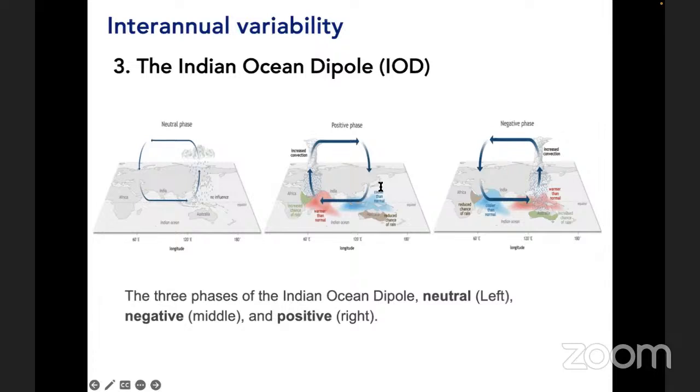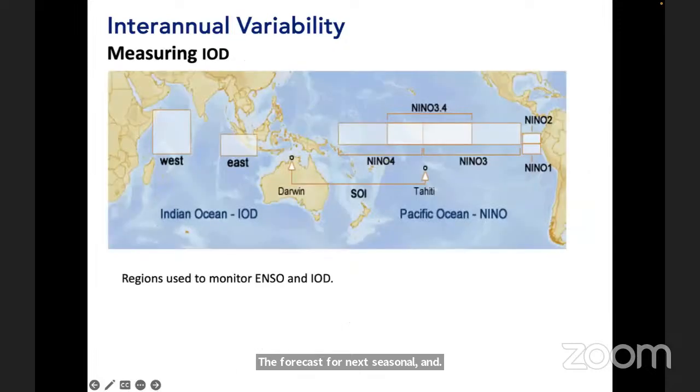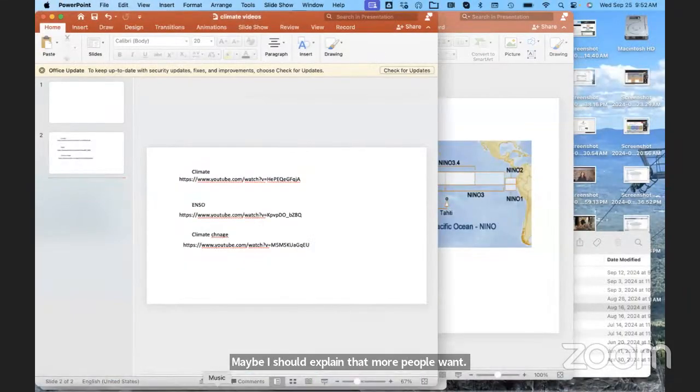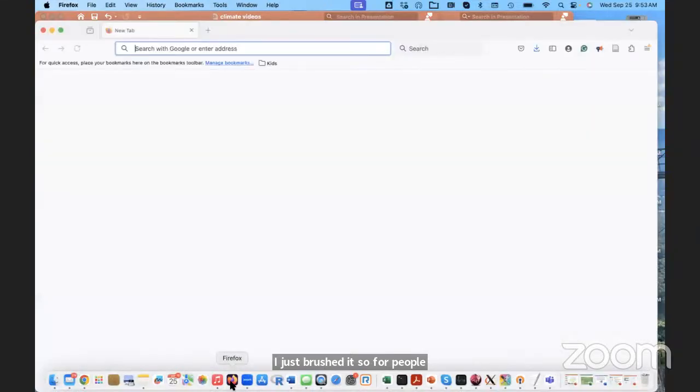Well, Francis is asking, what is the forecast for the next season? I already showed you the forecast for next season, El Niño, La Niña. They give you probabilities. Maybe I should explain that more for people who want to understand it, since I just brushed over it.